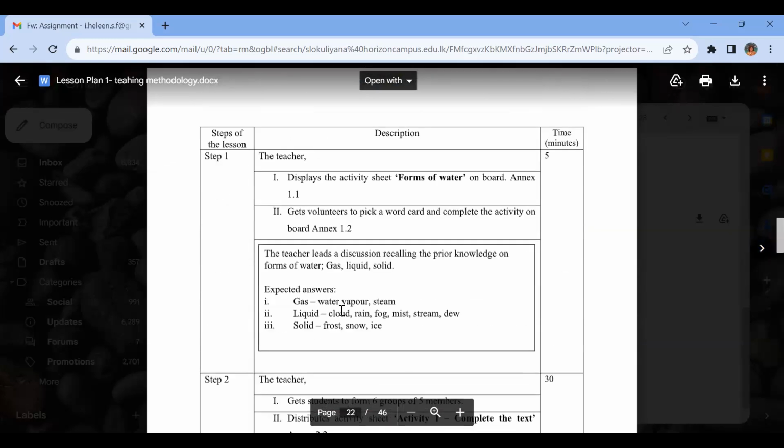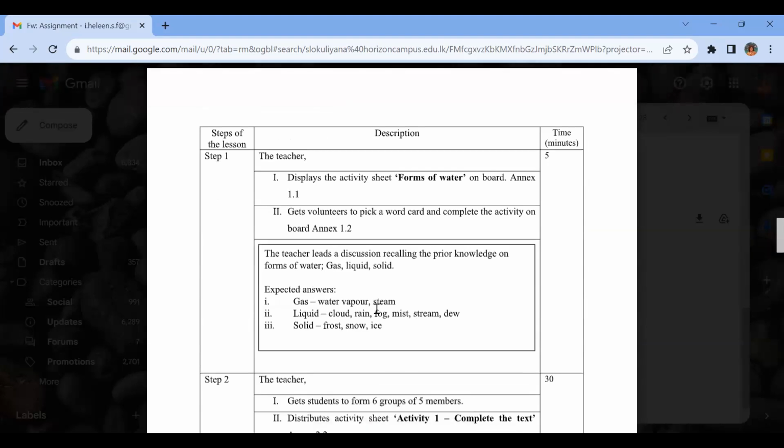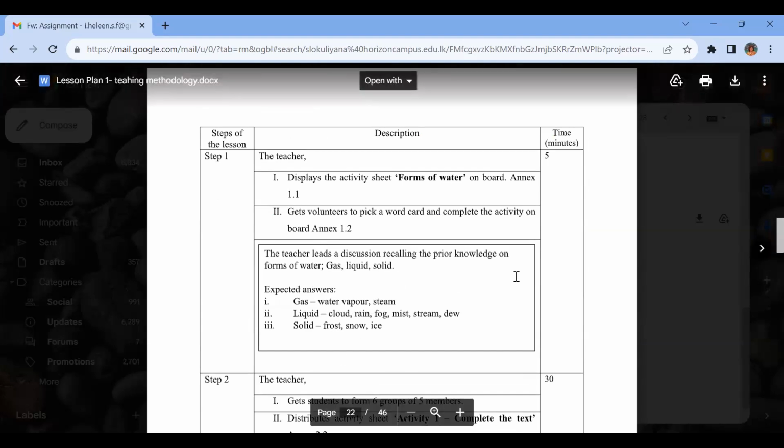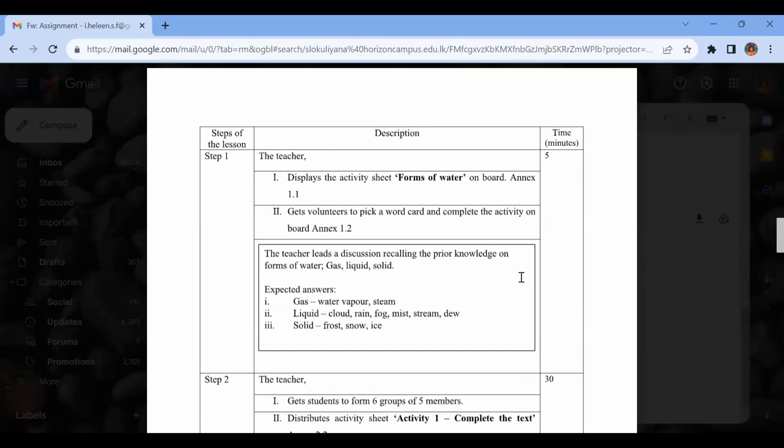What is there? Water, one word card. Vapor, one word card. So steam, one word card. So the columns are there: gas, liquid, solid. So if they take water vapor, they have to go and put it under the gas like that. So it's a quick one. You bring all the materials to the class and put it on the board.